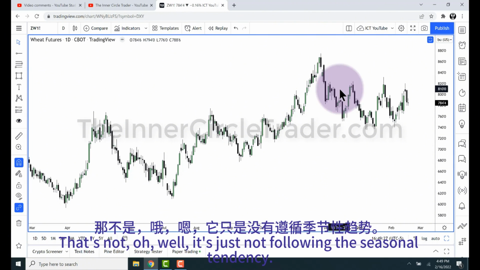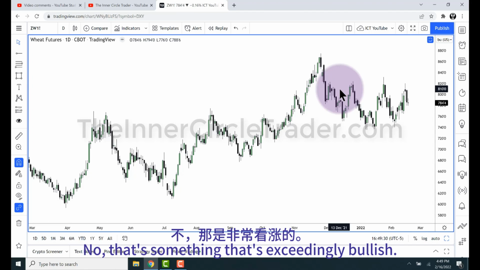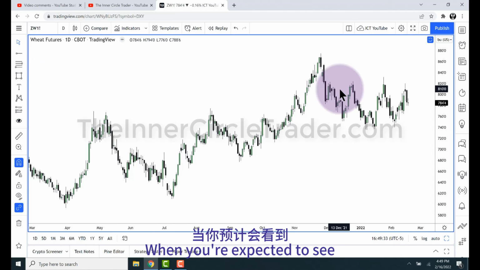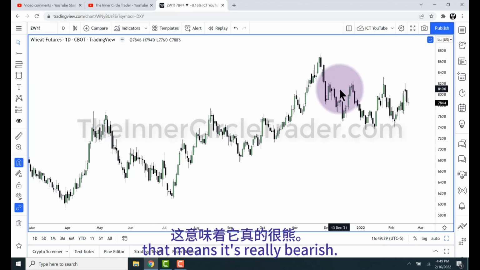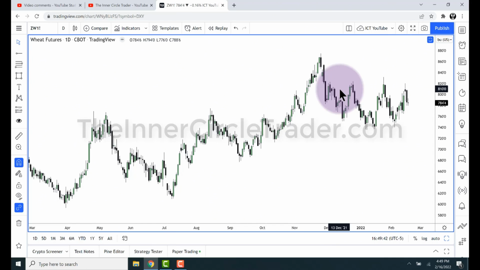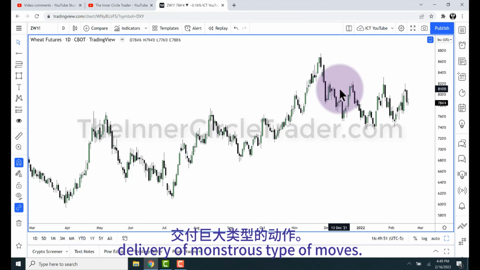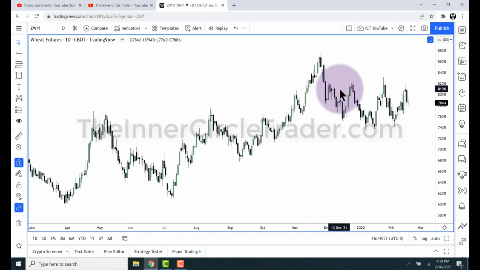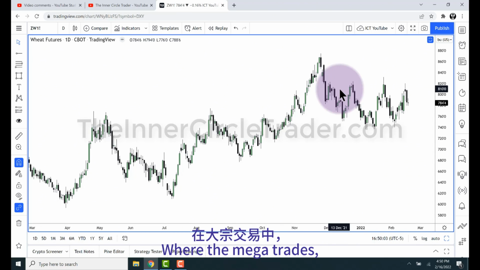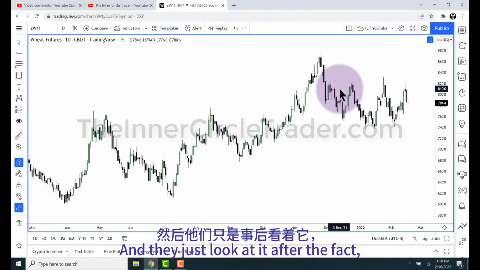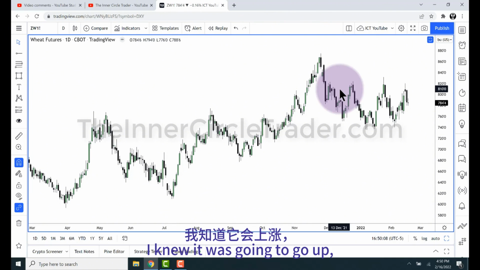That's not, oh, it's just not following the seasonal tendency. No, that's something that's exceedingly bullish. And everything's reversed as well: when you're expected to see a bullish seasonal tendency but it's going lower, that means it's really bearish. They tend to be like hidden mega trades, not in the same delivery of monstrous moves, but those moves usually take traders off guard. With the mega trades, they can see it, they just don't know where to get in, and they look at it after the fact saying, I wish I would have got a part of that. I knew it was going to go up, that type of move.